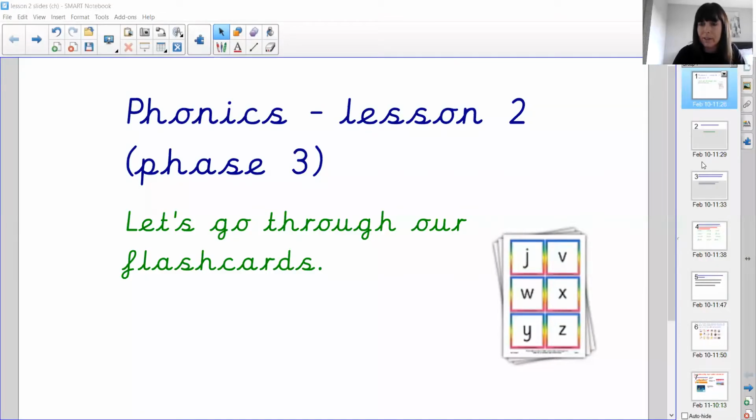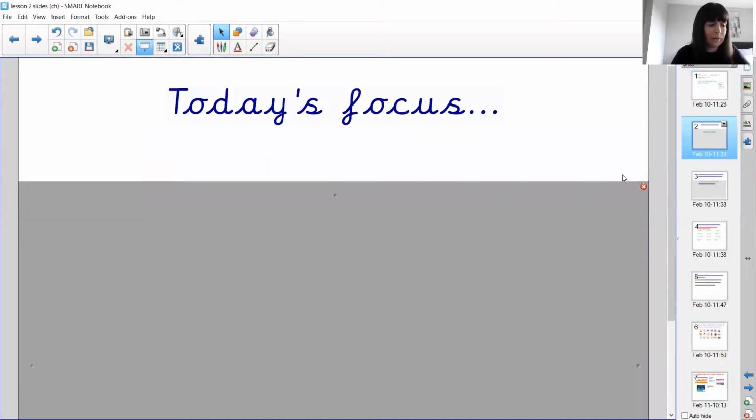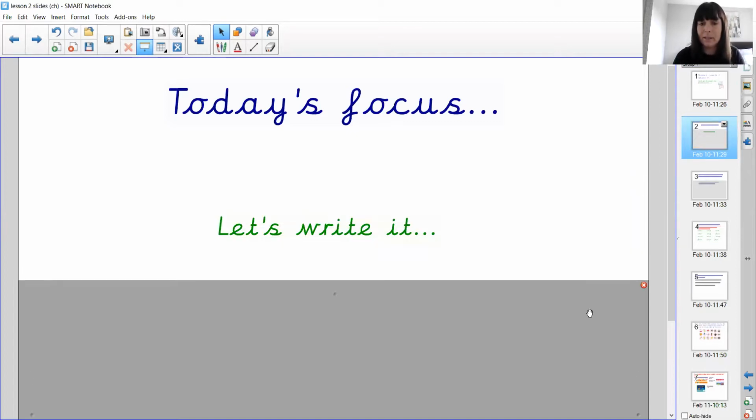So let's have a look what we're going to be focusing on today. You might have guessed it because you might have seen it there on the last flashcard. We're going to be looking at the ch sound today. Can you say that? Ch. Ch. Well done.